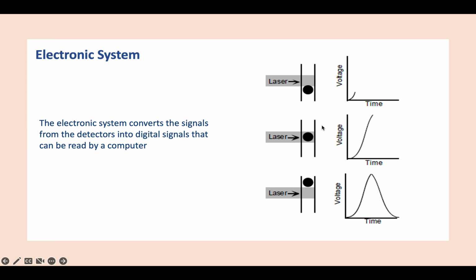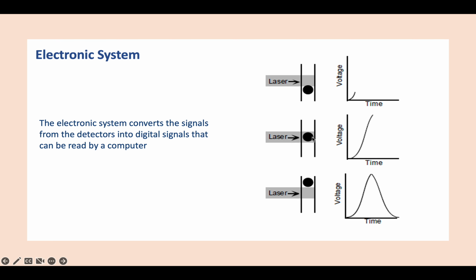Okay? So lastly, we have an electronic system whose main function is to convert the signal from the detector into a digital signal that can be read by a computer. So what happens is that this picture over here shows us that when the cell enters the laser beam, there is an increase in the voltage pulse, right? As you can see over here.